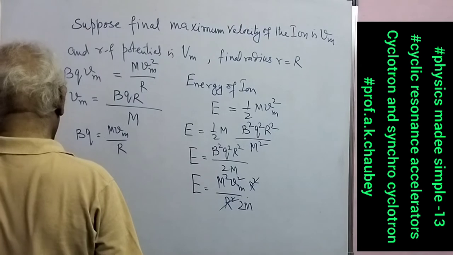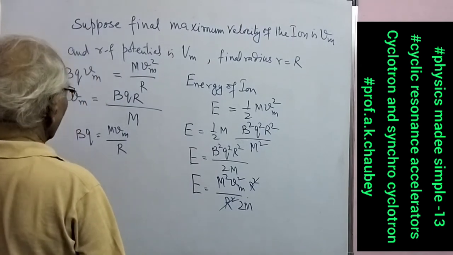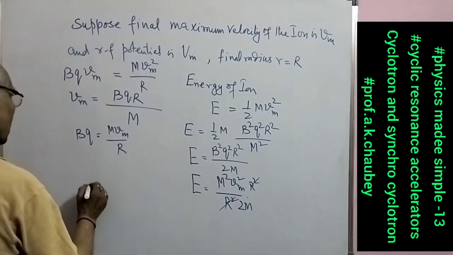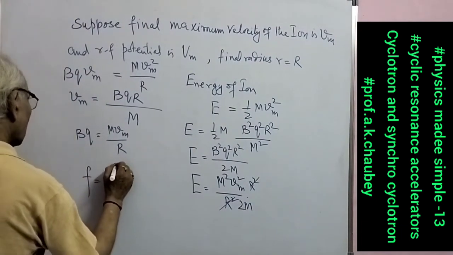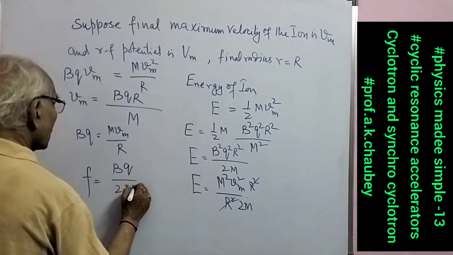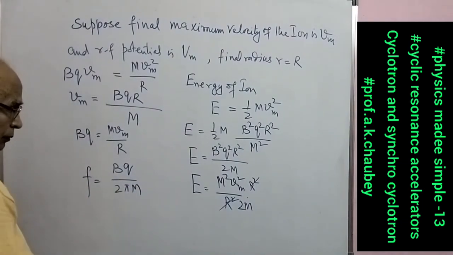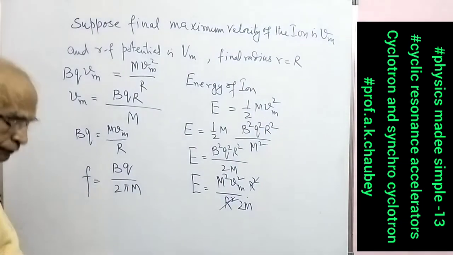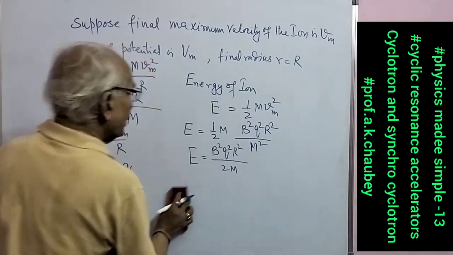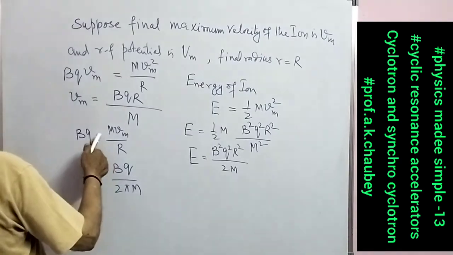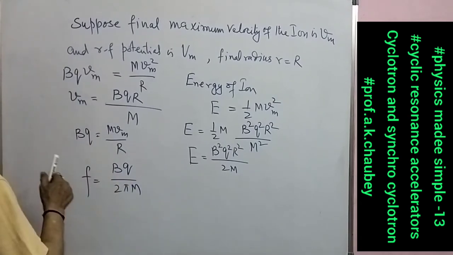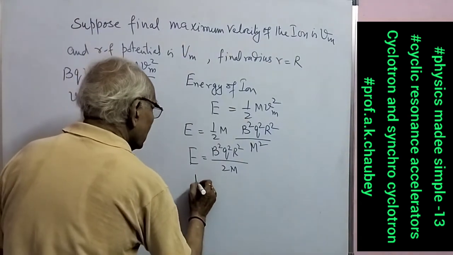E is equal to... we want to write it somehow in terms of the frequency equation. Well, frequency was F is equal to BQ over 2 pi M. Actually I want to use the frequency here, because frequency is the important parameter of the machine. So in place of this formula, we use it in terms of F. BQ is equal to 2 pi M into F. Let us use this BQ, so frequency comes in there.